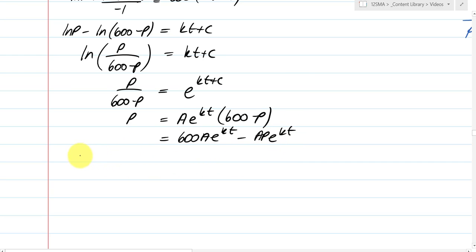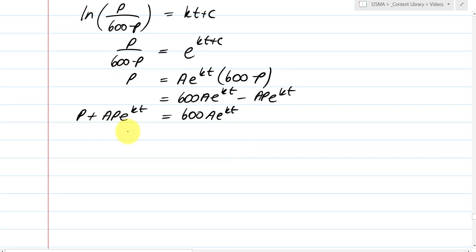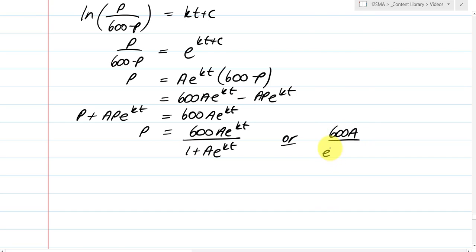Add the second part over to this side, I get P plus A P e to the kt equals 600 A e to the kt. And then I can take P out as a common factor and divide through by what's left, and I get 600 A e to the kt over 1 plus A e to the kt. Or if I multiply through like I did last lesson by e to the negative kt, I get 600 A over e to the negative kt plus A, whichever of those works best.